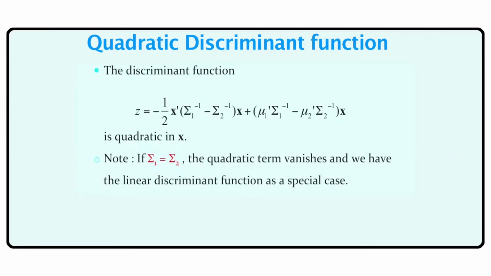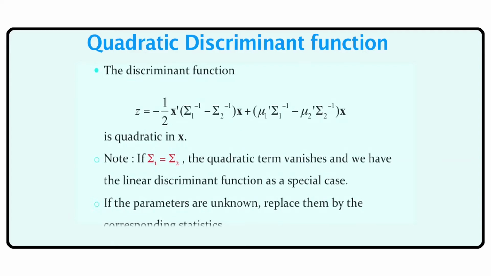And if you note that if the two sigmas become equal, the quadratic term actually vanishes and you go back to the previous linear discriminant function as a special case. So the linear discriminant function is a special case in the sense that it assumes the two variances are equal. If the two variances are not equal, then the discriminant function is quadratic by nature.